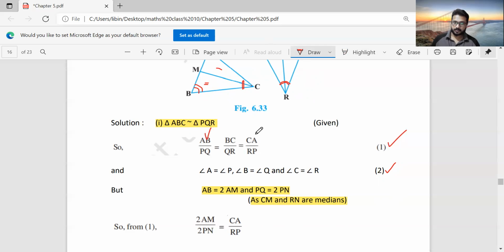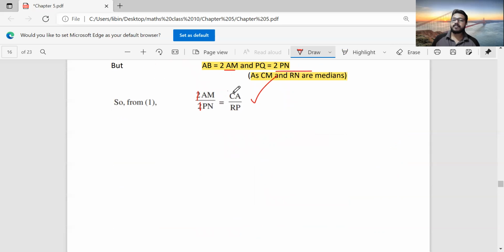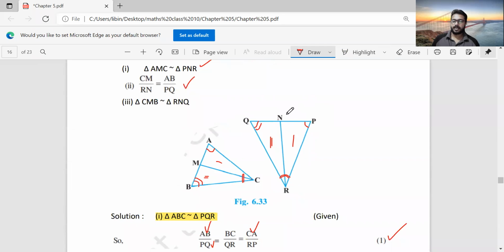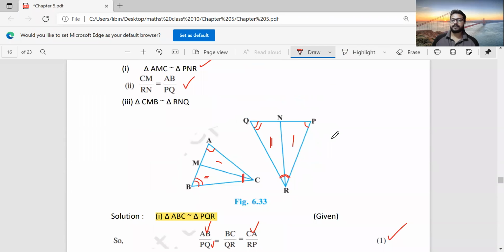So we are taking these two quantities. What is AB? It is 2 AM. And what is PQ? It is 2 PN. CA by RP is actually given to us. Now this 2 gets cancelled. And therefore what do we have? See here, AM by PN is equal to CA by RP.